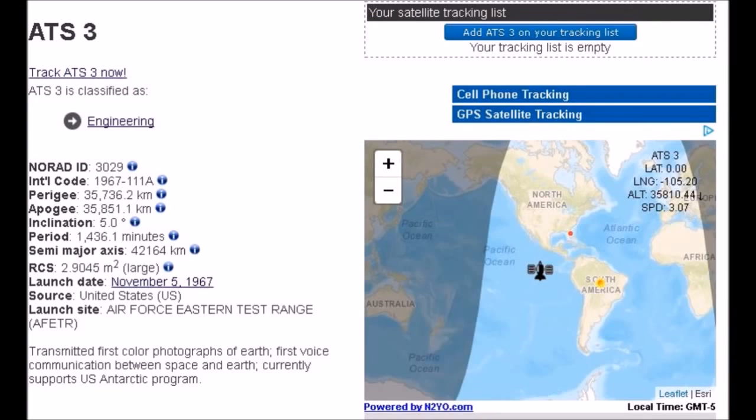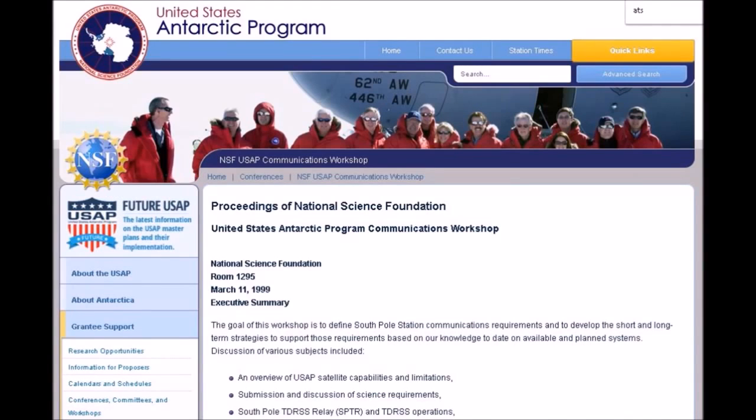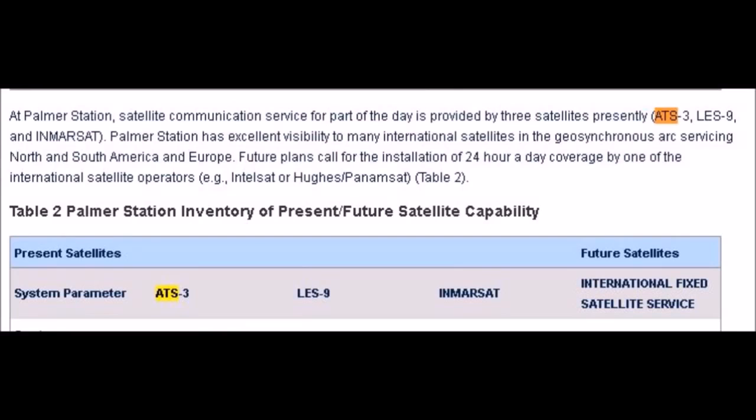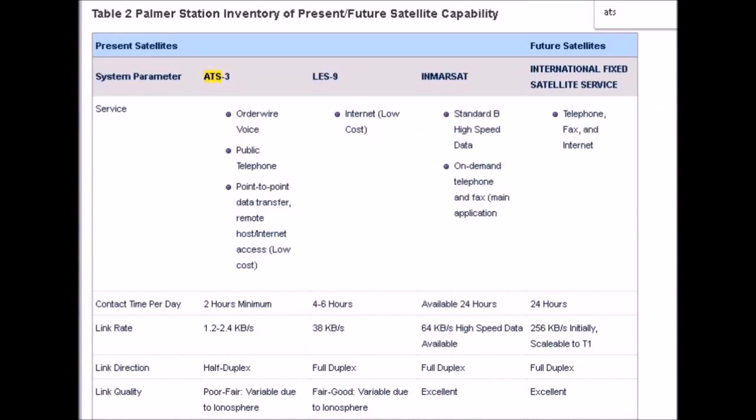Here's the other very strange thing about this satellite, is they claim that it's not being used by NASA, but it is still being used by the Antarctic mission. The Palmer Station in Antarctica currently uses this satellite from 1967. And you can see here, they say this satellite is now still being used for order wire voice, this is one of the services, public telephone, and point-to-point data transfer, remote hosts / internet access.